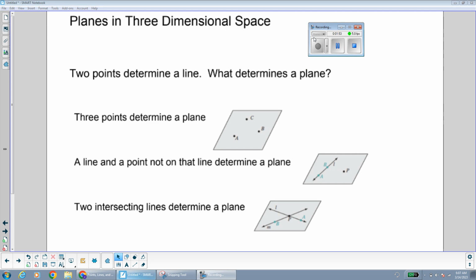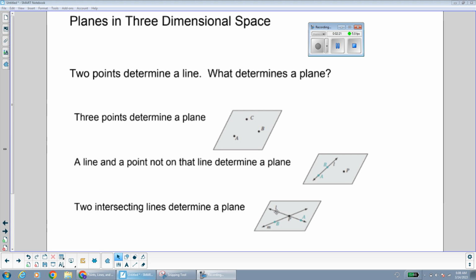So before we move forward, let's talk a little bit more about planes. 2 points determine a line. What determines a plane? 3 points determine a plane. You can have 3 points that are not on the same line. They can just be 3 separate points, like you see here. We can have 2 points that are on the same line and 1 point that's not, as long as they're all not on the same line.